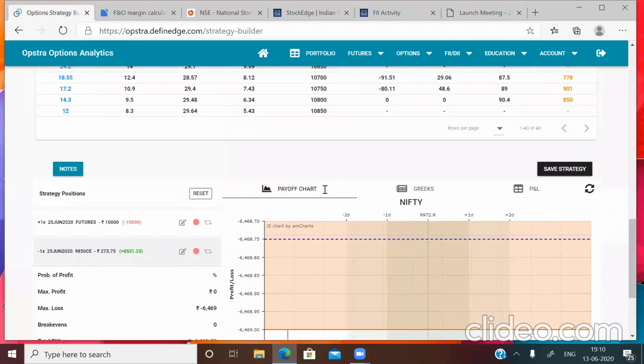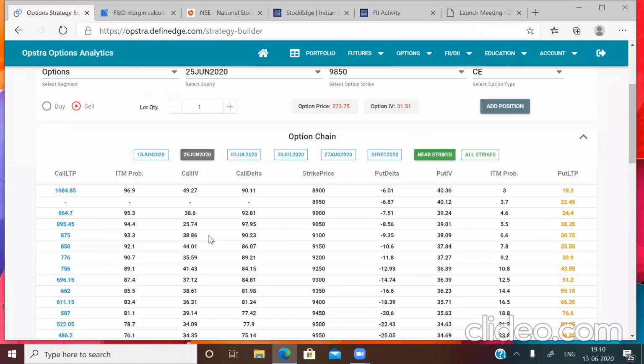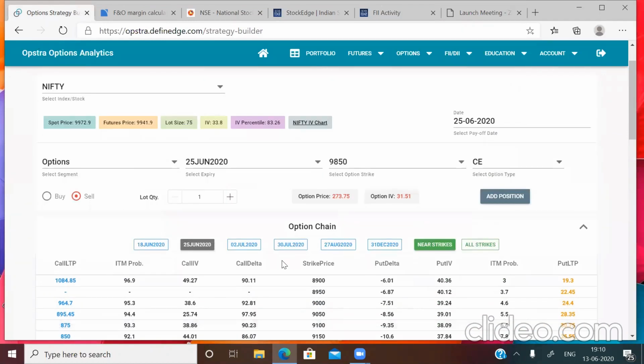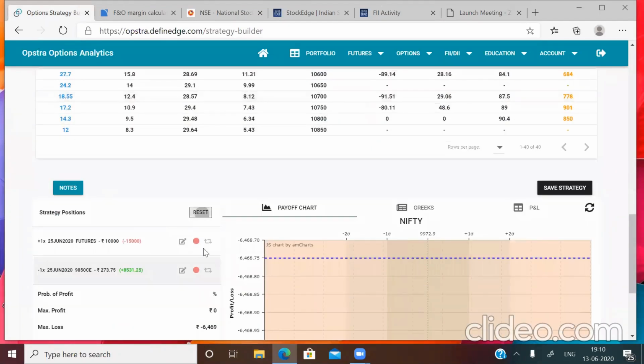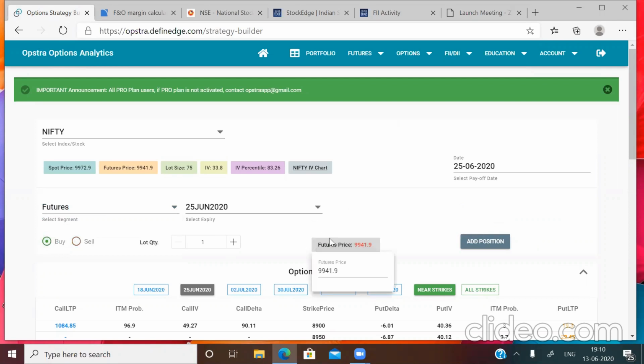So let's understand payoff in Opstra. I'm just showing you the call I'm going to take today. Let's understand this. Nifty buying, say it's an option, so convert this into the future first. So I'm buying at 10,000.